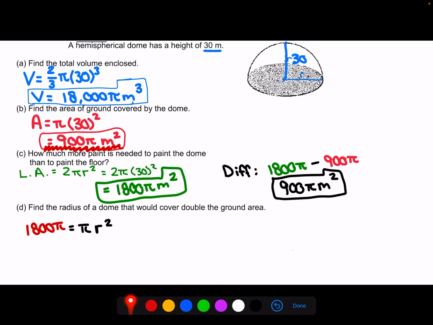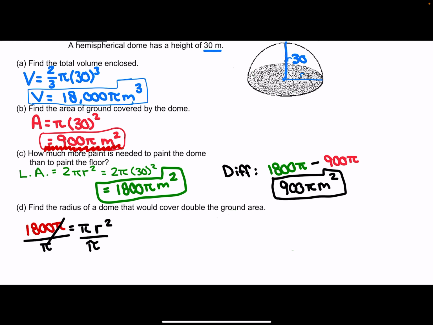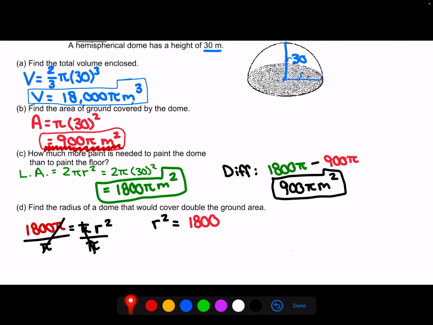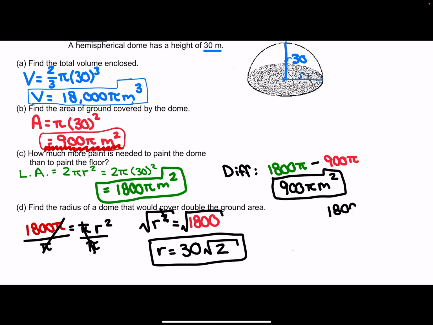From here, I just divide both sides by pi, which will leave me with 1800 equals r squared. If I want to get r by itself, I must take the square root of both sides, which will leave me with r is equal to 30 radical 2.